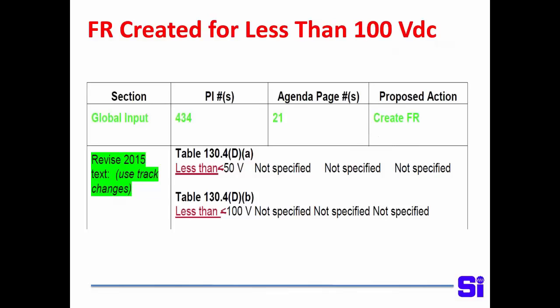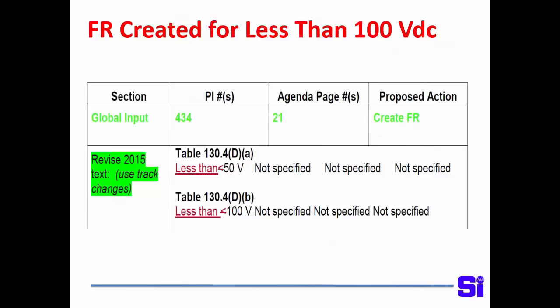And now we get into the first revision, and this was a global, which means everywhere that you would have 50 volts AC is now being changed to 50 volts AC or 100 volts DC. And you can see that the tables are referenced here, 130.4(D)(A). In the current edition, it's 130.4(C)(A). But the numbers are changing because we're adding some tables and moving some things around.